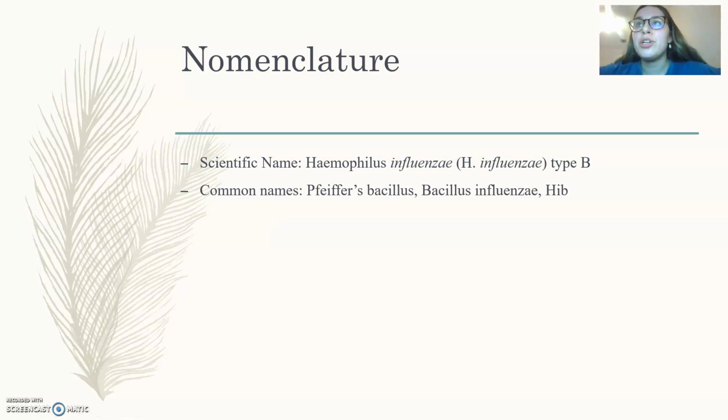Okay, so the nomenclature for this bacterium is Haemophilus influenzae type B. There are other types which range from type A to type F. These are also known as the different strains that Haemophilus influenzae can take. Type B is an invasive strain, and common names include Pfeiffer's bacillus, Bacillus influenzae, and Hib. Hib is what people will refer to it most as, and Pfeiffer's bacillus is important because it acknowledges the physician Dr. Pfeiffer for correctly describing this bacterium in the late 19th century.